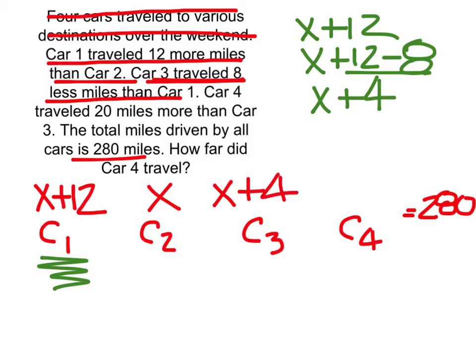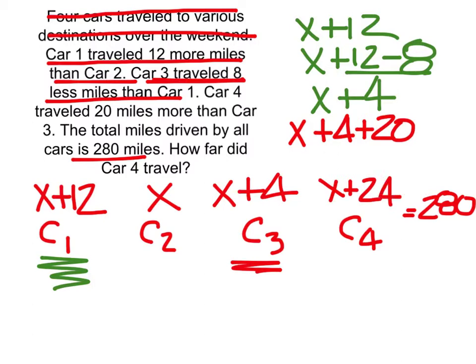And then car 4 traveled 20 more miles than car 3. So car 3 is x plus 4. And if it goes 20 more miles, it's x plus what? 24, right.